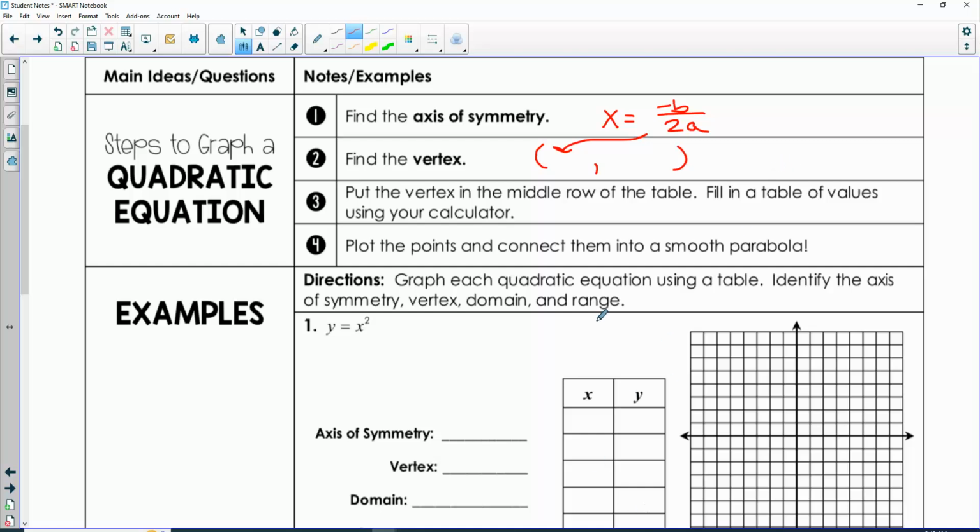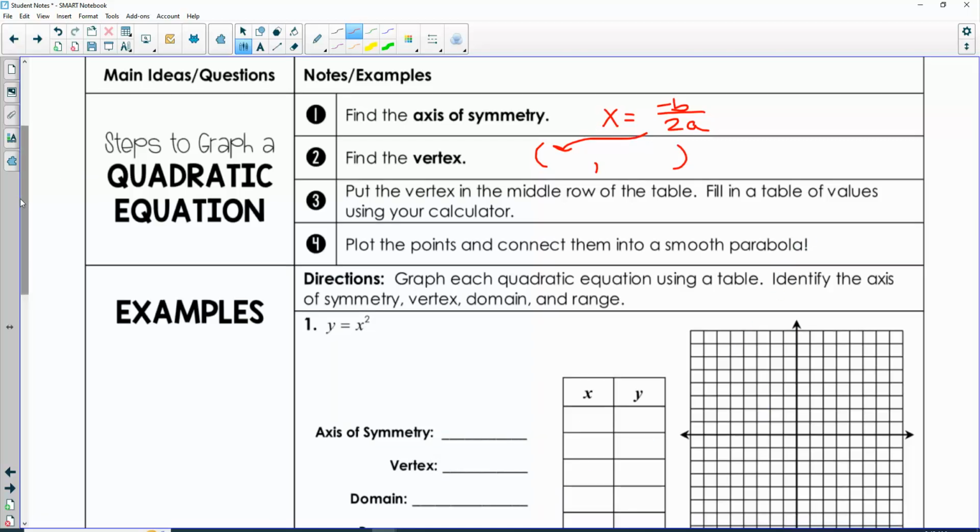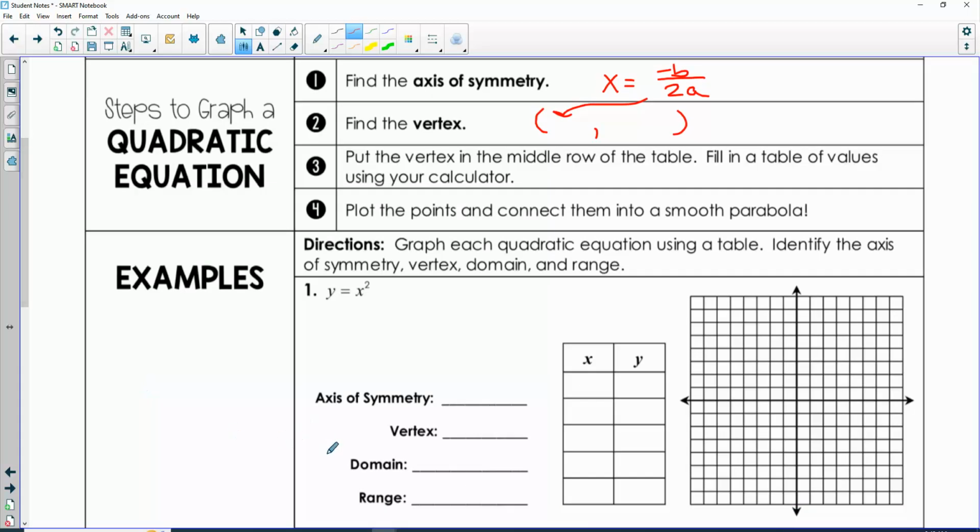Then we are going to make a table of values. So we're going to put the vertex in the middle, and we're going to use our calculator to find other points. And then we will plot them to get our complete graph. So let's look at this one.